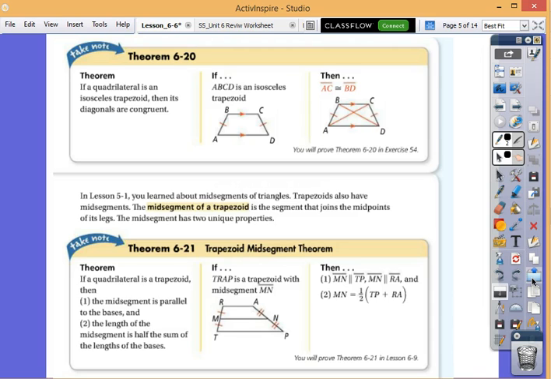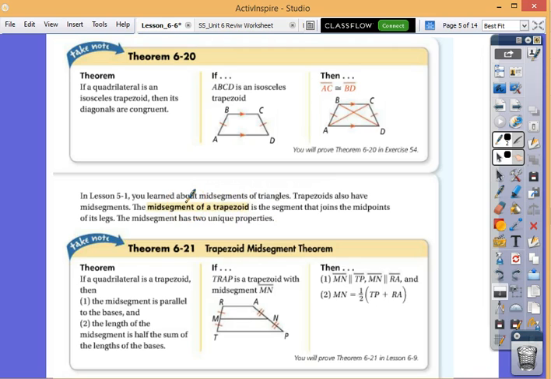So if there's two pairs of parallel lines, it's a parallelogram, and parallelograms with congruent diagonals are rectangles. If it only has one pair of parallel lines, then it's a trapezoid. So you need to remember to be able to make that distinction. We okay? All right.